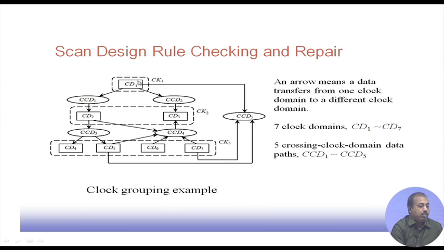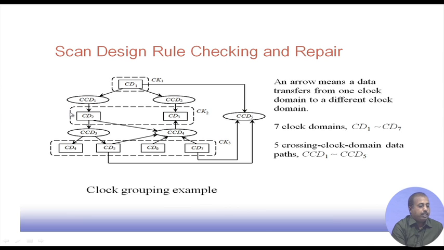CD1 and CD2 cannot be assigned the same clock because they are from two different clock domains, and there is some data that will be coming from one clock domain to another clock domain. So we cannot group these two clocks together. So I have to give separate clocks for CD1 and CD2. That is done, but between CD2 and CD3 there is no such data transfer, so we can put them onto the same clock.